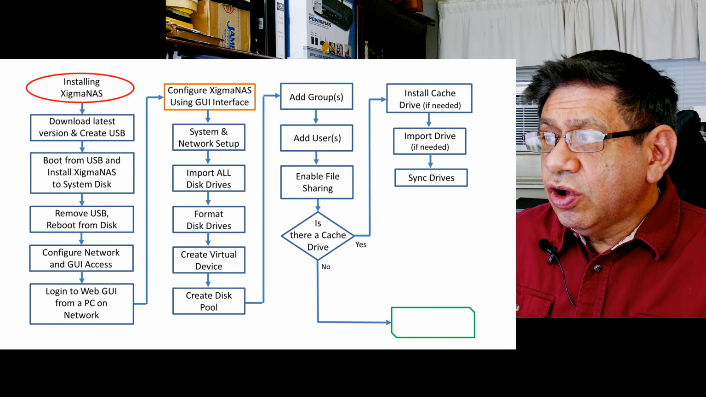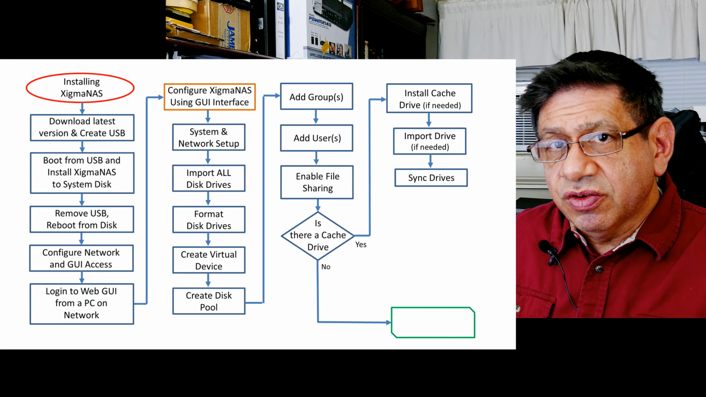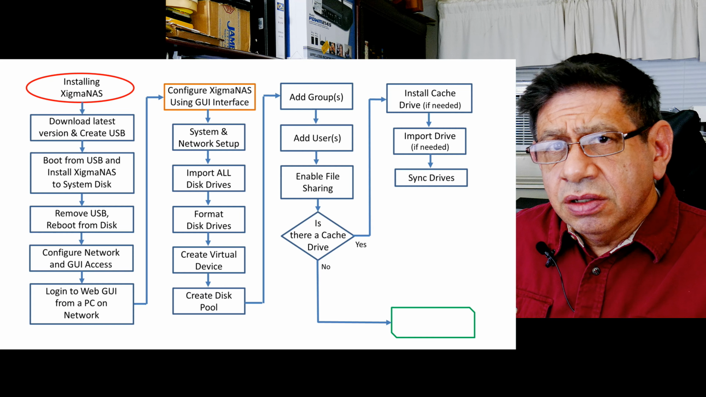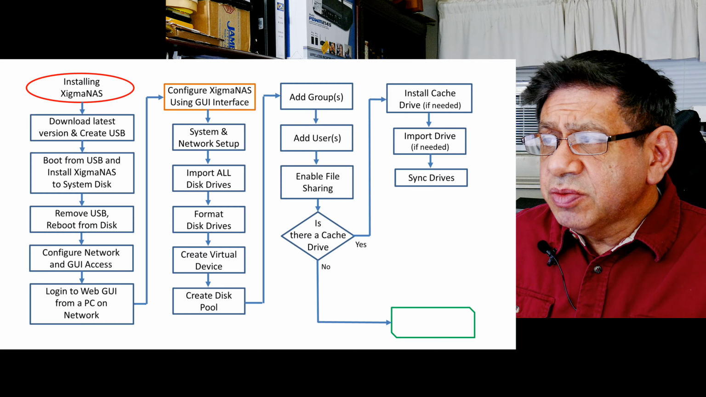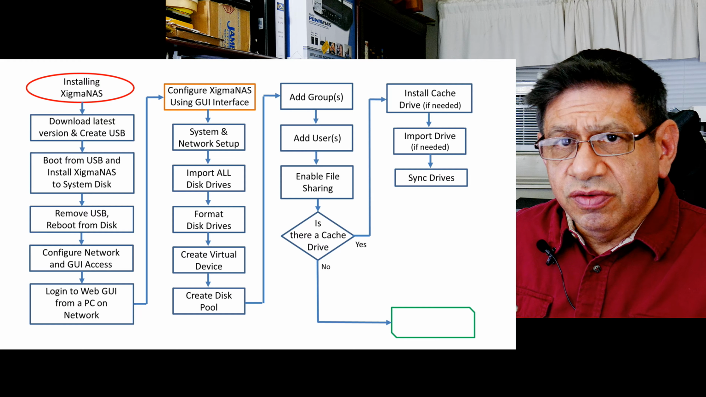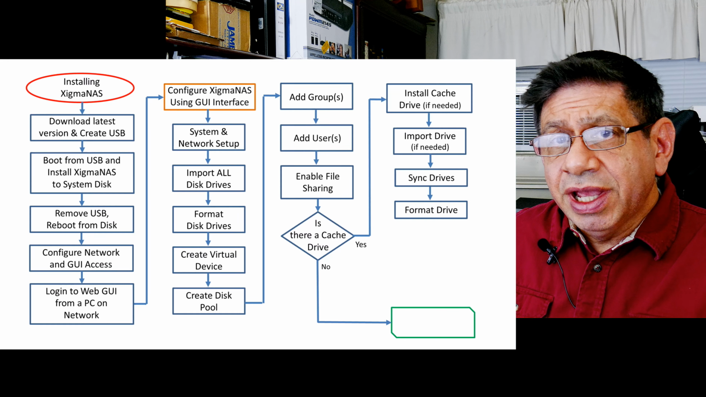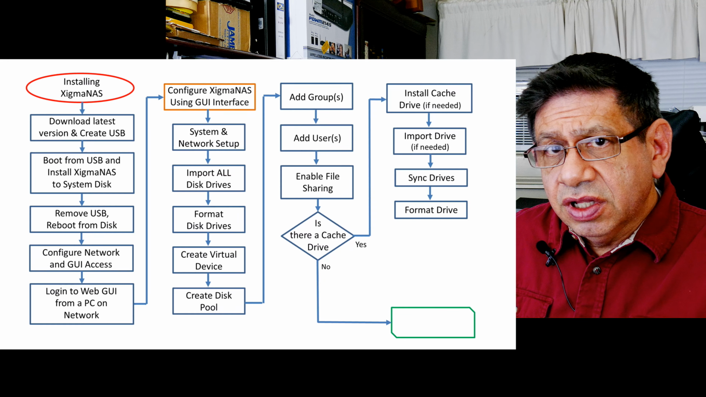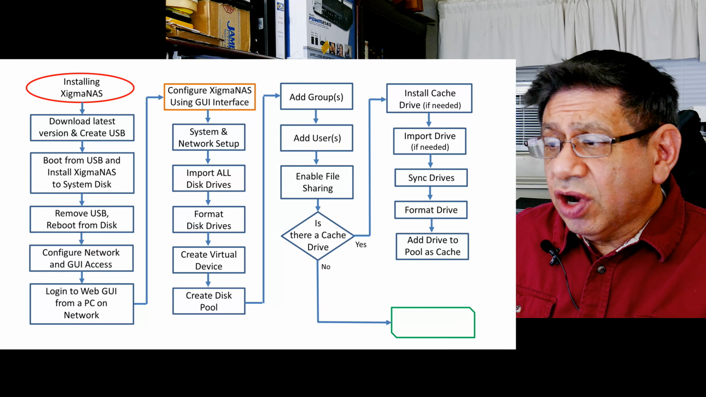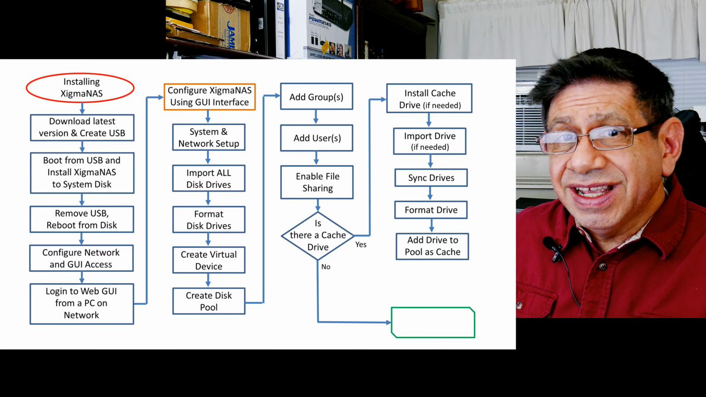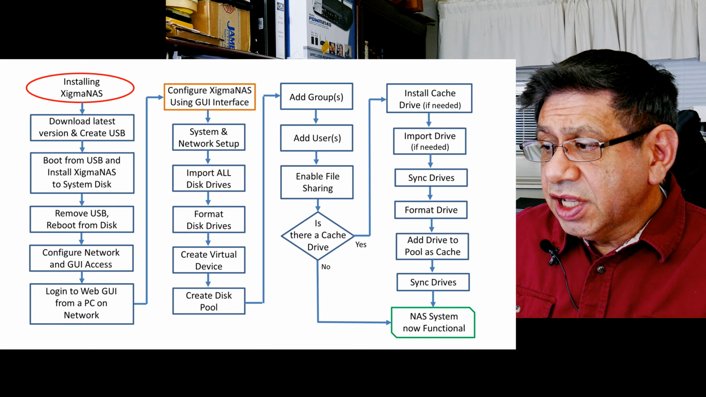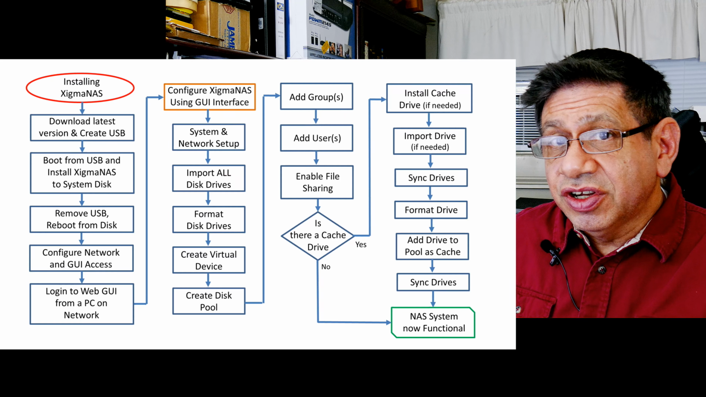And then I need to do what's called a sync drives, and it has to synchronize all the drives amongst each other. It does that normally as time goes on every few minutes, but I want to make sure it is synced before we do any real changes to the structure of the drives. Then we're going to format that one drive, the NVMe drive that will be the cache drive itself. I will add that drive to the pool as a cache drive. A final sync, and the NAS system is fully functional.